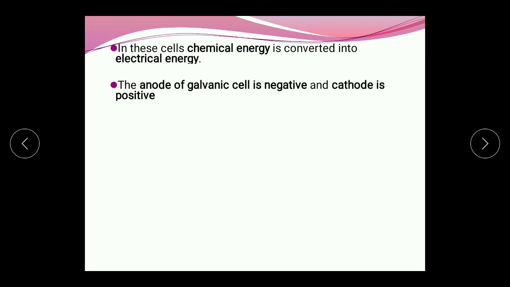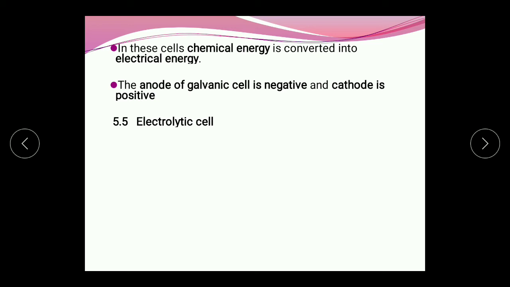But they have exactly opposite charges: in electrolytic cell anode is positive and cathode is negative, while in galvanic cell anode is negative and cathode is positive. So these are the two types of electrochemical cell. Let us start to study the electrolytic cell, and the process of electrolysis we are going to learn now.